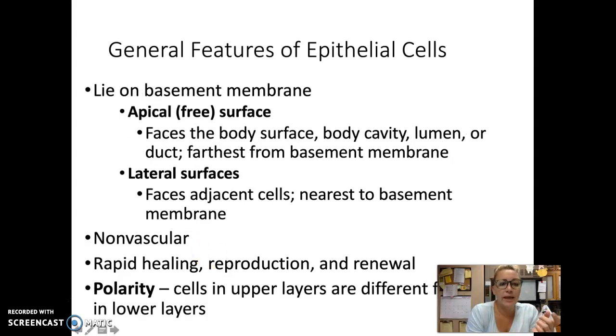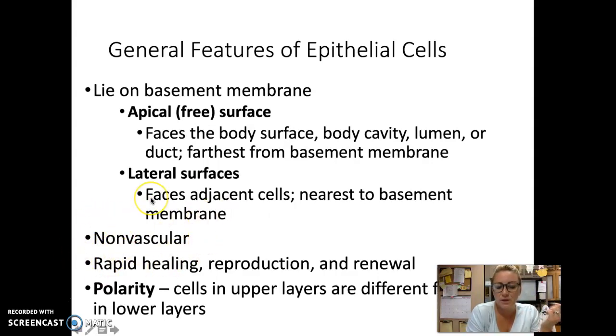Okay, so apical surface, what I was just saying there. This is the side that's going to be furthest from the basement membrane, whatever its attachment point is. And then lateral surfaces are going to be the ones that are nearest to the basement membrane, and they're going to face whatever other tissues are surrounding this area.